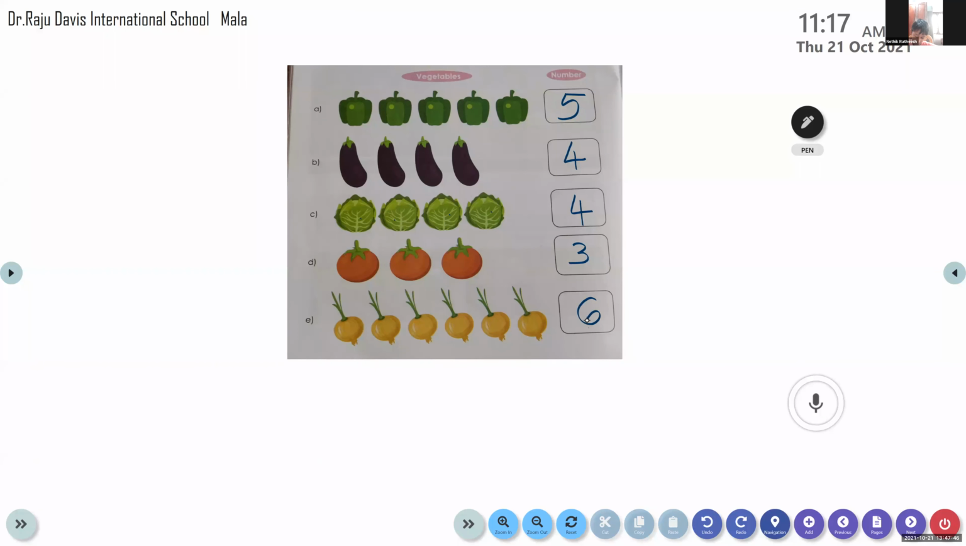So please complete it and take the next page, page number 45. Kartik, 45 completed. Okay, good. Those who have completed, very good. Those who didn't complete, we can do it now. Okay, so please take page number 45.